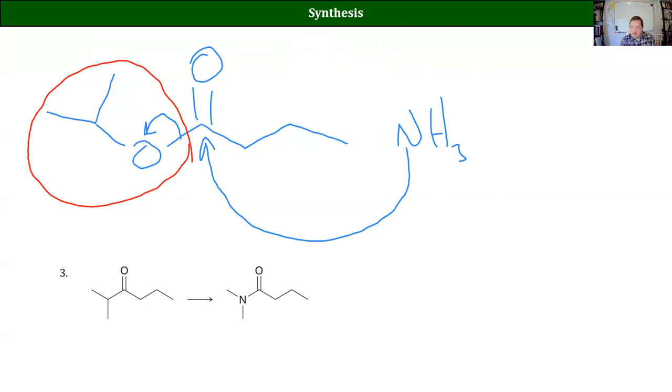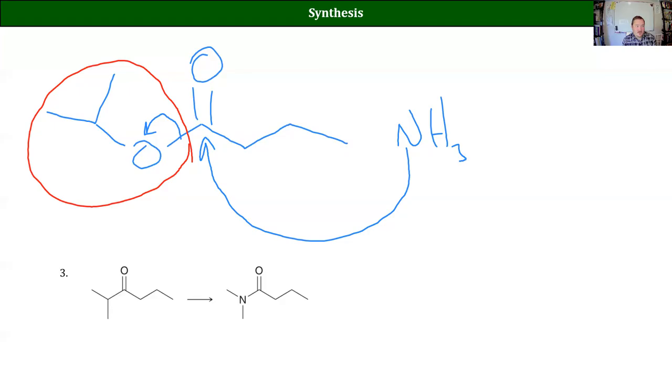I think you'll probably have better yield if you did it directly rather than if you hydrolyze the ester to make butanoic acid and then added the nitrogen source, because with more steps, even if each of your steps individually is 95% yield, every step you're going to lose 5%. So generally speaking, fewer steps is better.